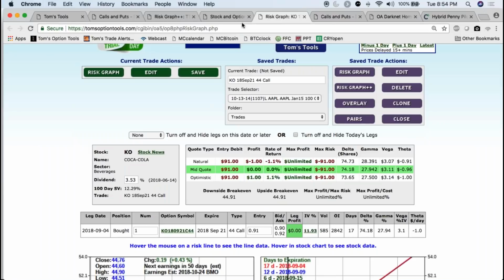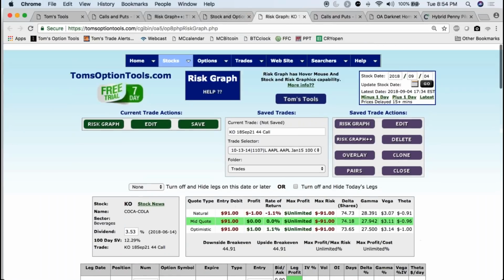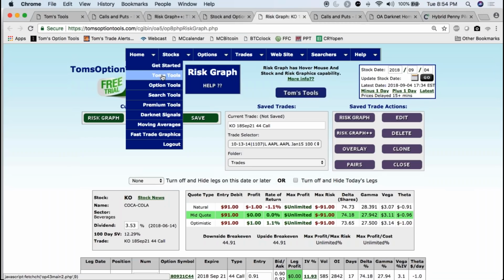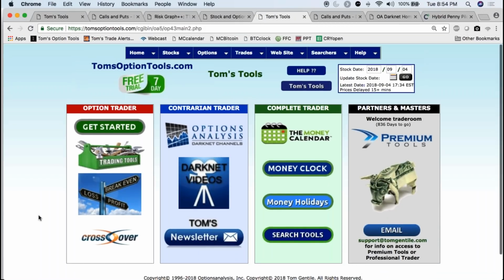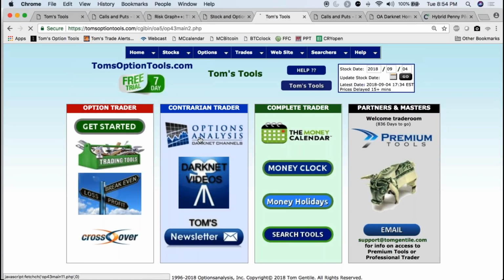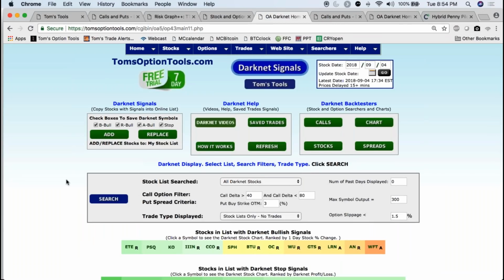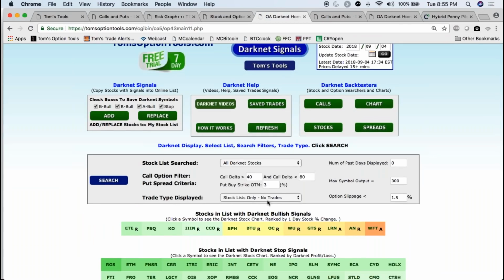So I'm actually going to go to Darknet this time. Now to get to Darknet, let me just show you where we were. So you log in and it looks like this, right? The second area, which is called Contrarian Trader, that's our Darknet channels. So I click on the actual Darknet channels, and I've got what's called stocks only. Now I can rank this a number of different ways, but if you can see here, this is my buy list as of right now.